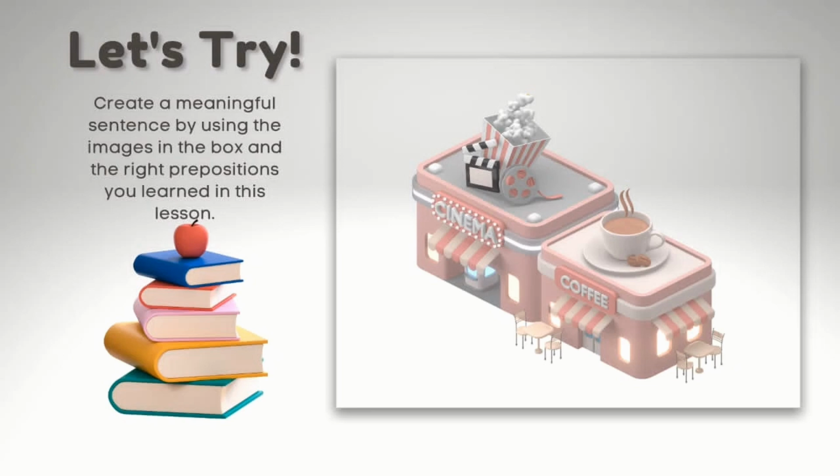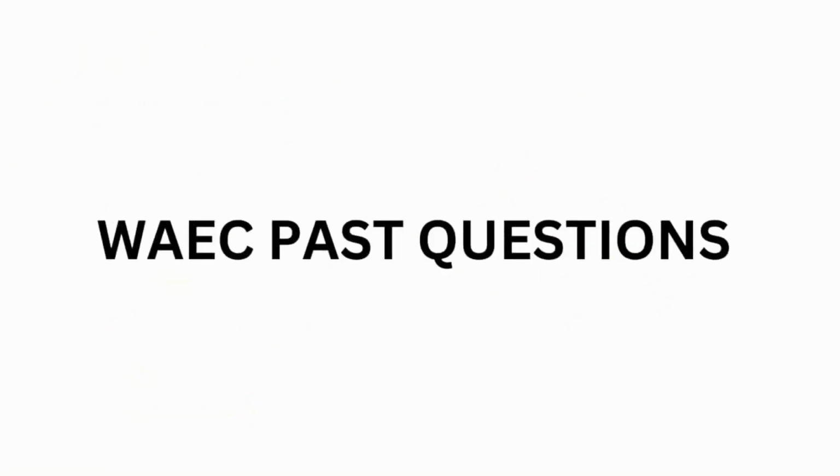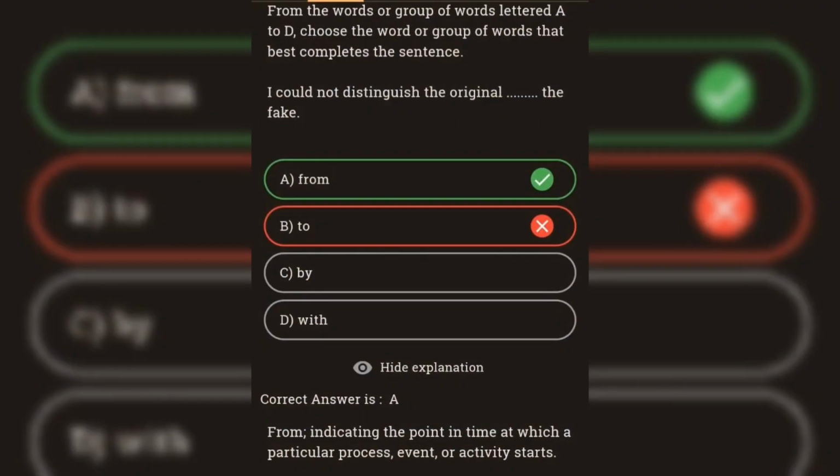Okay, now let us examine some WAEC past questions. You should always make sure that whatever you learn on this platform, you look for WAEC past questions that relate to the topic treated on this platform and study them in relation to what you have learned on the platform. Okay, now from the groups of words lettered A to D, choose the word that best completes the sentence.